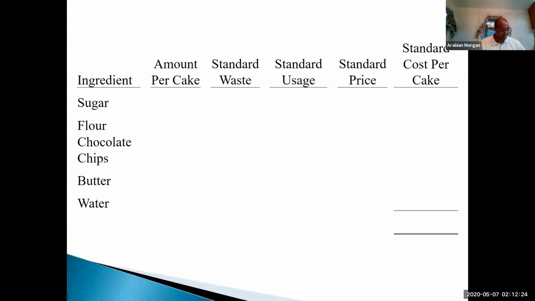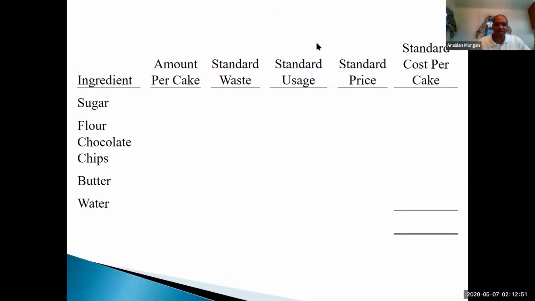So let's look at this now. Let's just look at it. In the sugar line item, the amount per cake. How much sugar do we need in one cake? Talk to me. If 4,000 ounces makes 20 cakes of sugar, or 4,000 ounces of sugar makes 20 cakes, how many ounces of sugar do we need to make one?